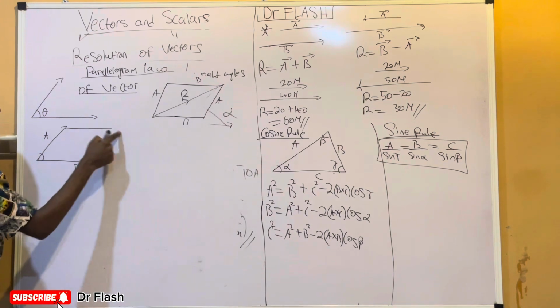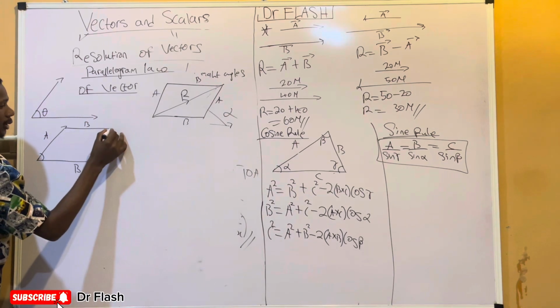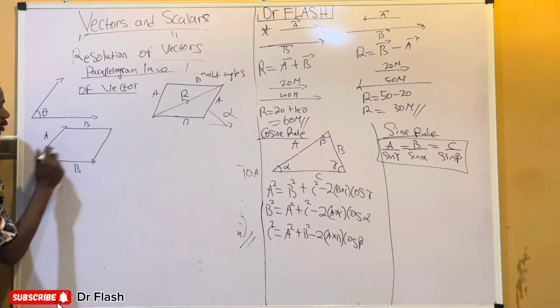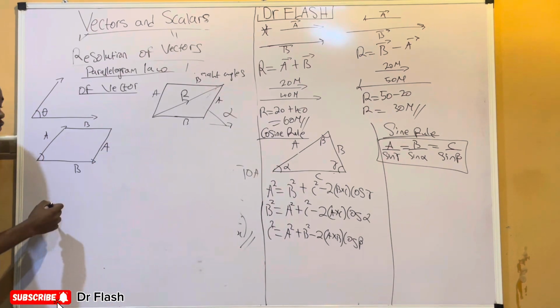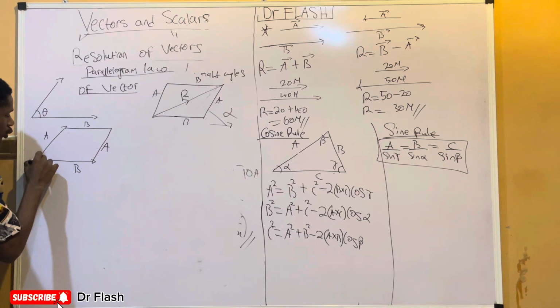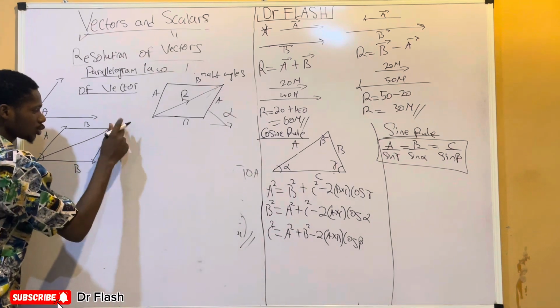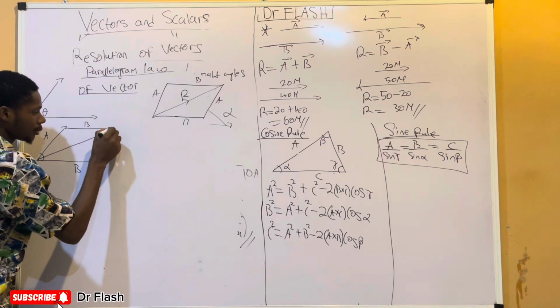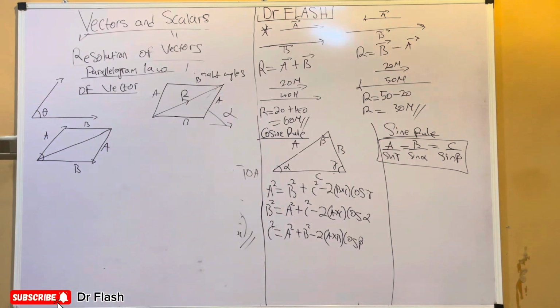From here to here will be the same as here to here, which is what now? B. And then here to here will be the same as here to here, which is what now? A. Now the resultant is what I'm looking for. It's always going to be a line touching two edges, making the diagonal. Okay, this is going to be the resultant.